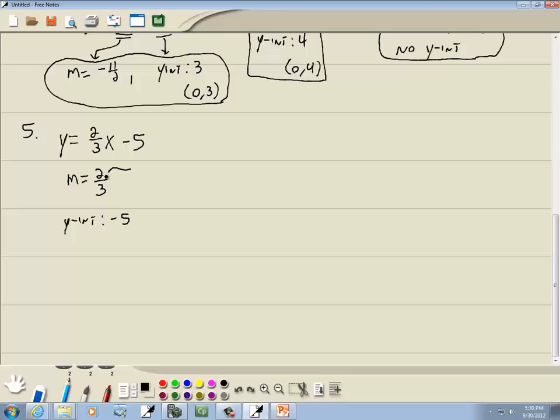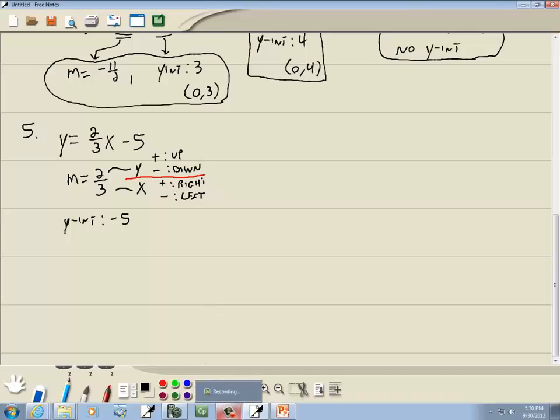Now, the slope is the change in y over the change in x. And if it's positive, then that means we're going to go up. If it's negative, that means we'll go down in terms of our y. Now for our x, if it's positive, that means we go right. And if it's negative, that means we go left.